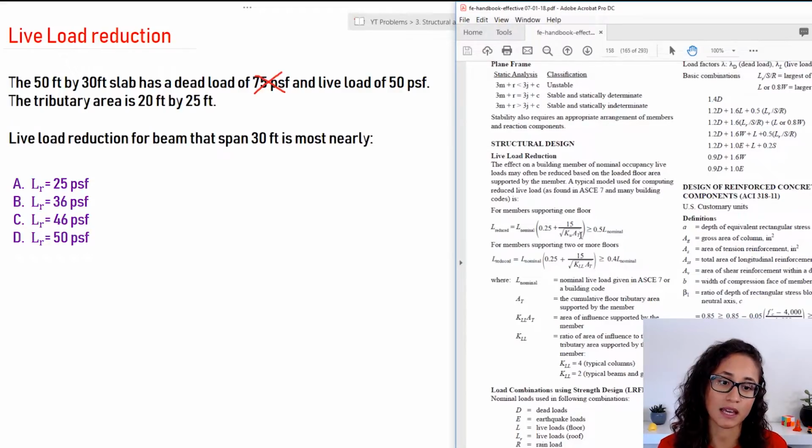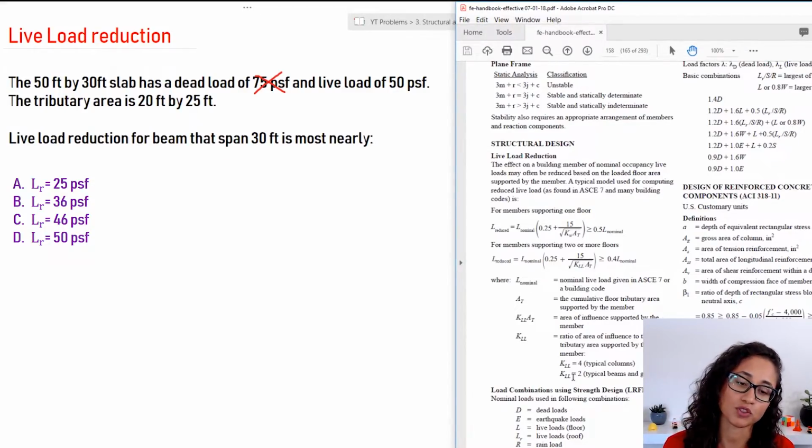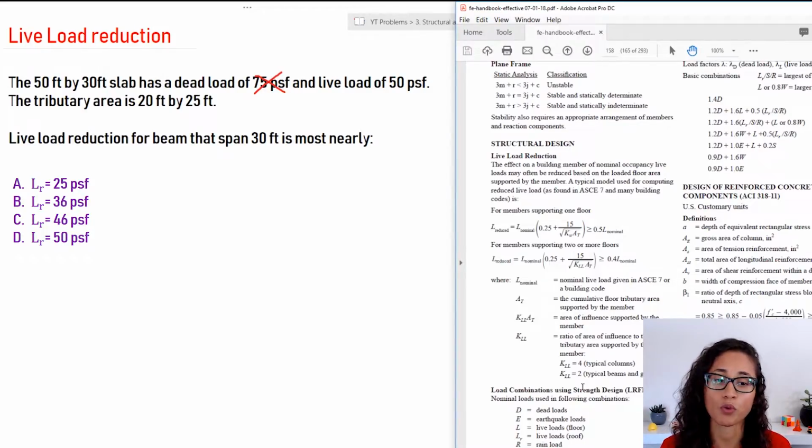And then you have the K_LL, which is the ratio of area of influence. It depends on what you have. If you have a column, you use 4, and if you have a beam or a girder, you use 2. So that's it for this equation. Let's write it down, and then we can start plugging in the numbers. Here, since it didn't say if it's supporting one or two floors, we're just going to assume that it's supporting one floor, and we're going to use this equation right here.